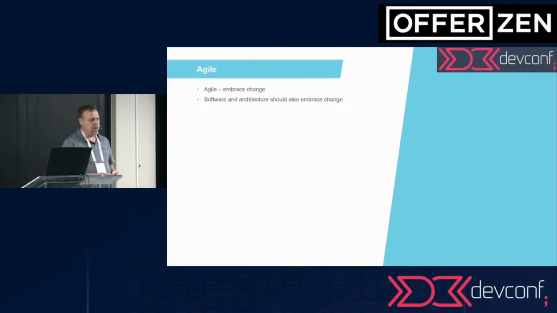We want to be agile, and the Agile Manifesto actually states that we embrace change. We also want to build our software and our architecture so that we also embrace this change.